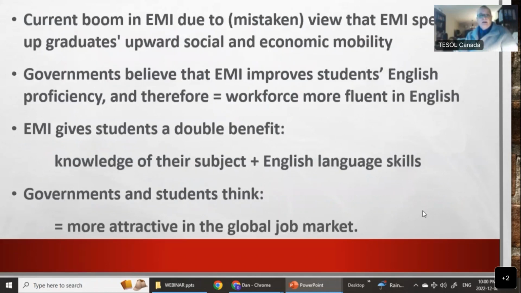The current boom in EMI is due to, mistakenly, the view that EMI speeds up graduates' upward social and economic mobility. Governments believe that EMI improves students' English proficiency and therefore creates a workforce that's more fluent in English. EMI gives students a double benefit: the knowledge of their subject plus English language skills. Governments and students think that it's more attractive in the global job market to have this ability in English.